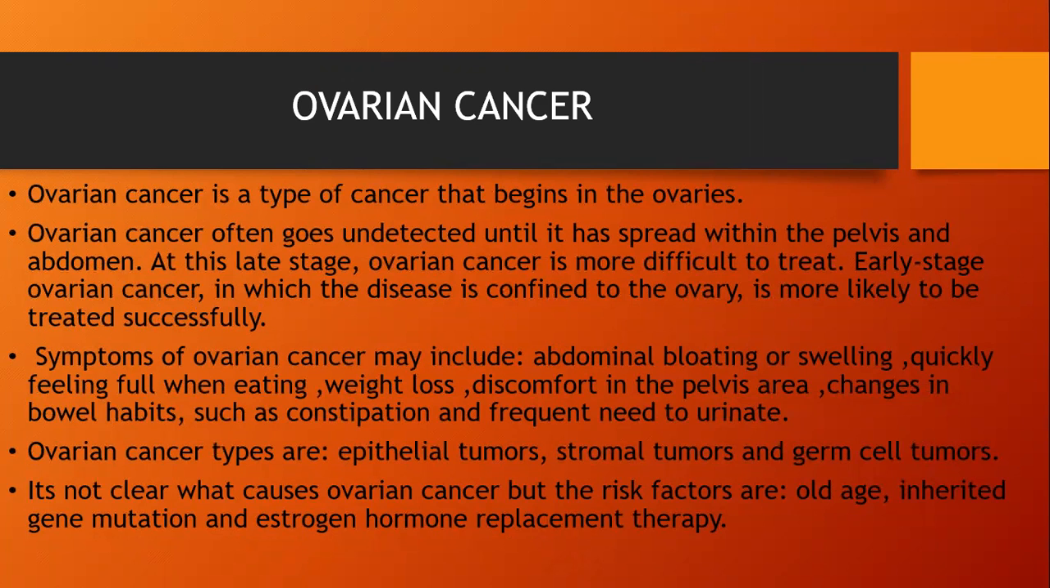Symptoms of ovarian cancer may include abdominal bloating or swelling, quickly feeling full when eating, weight loss, discomfort in the pelvis area, changes in bowel habits such as constipation, and frequent need to urinate. Ovarian cancer types are epithelial tumors, stromal tumors, and germ cell tumors. It's not clear what causes ovarian cancer, but the risk factors are old age, inherited gene mutation, and estrogen hormone replacement therapy.